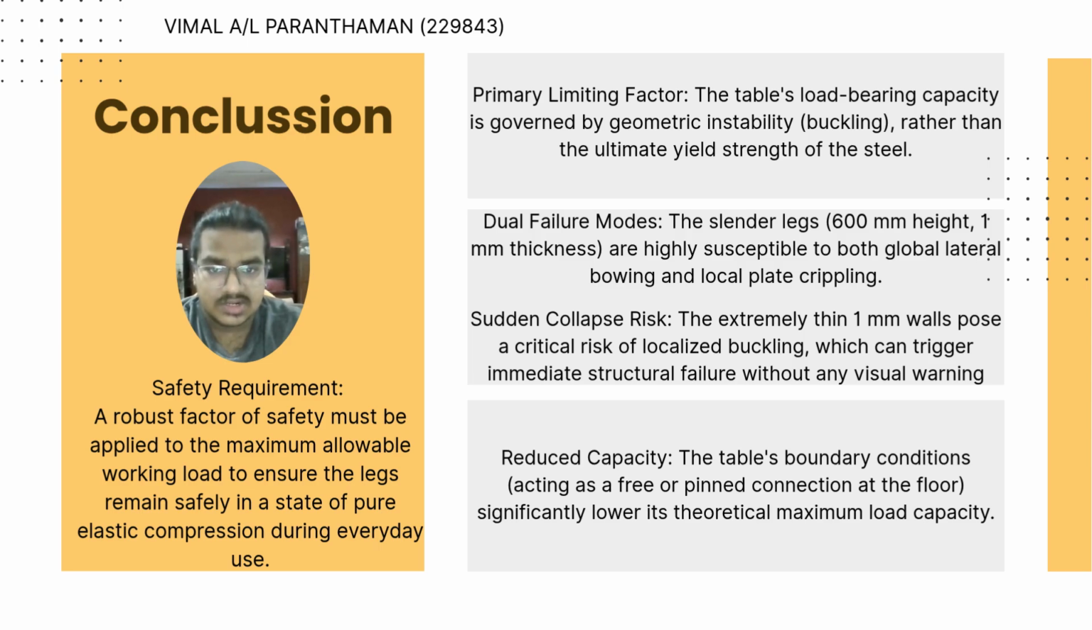For the sudden risk of collapse, the extremely thin 1 mm walls pose a critical risk of localized buckling, which can trigger immediate structural failure without any visual warning. The reduced capacity is that the table's boundary condition, acting as a free or pin connection at the floor, significantly lowers its theoretical maximum load capacity. And lastly, for the safety requirement, a robust factor of safety must be applied to the maximum allowable working load to ensure the legs remain safely in a state of pure elastic compression during everyday use.